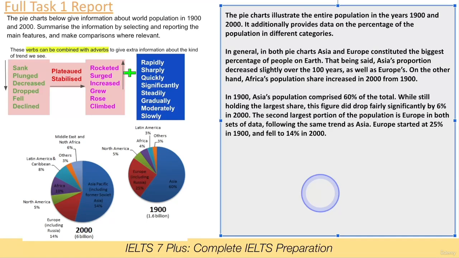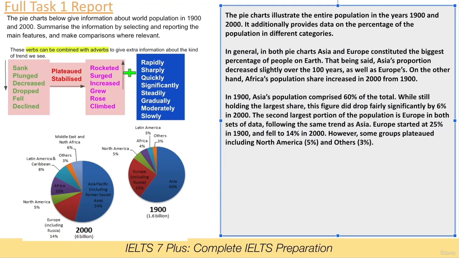Now we want to mention the groups that have plateaued. We could start that by saying, however, some groups plateaued. Really important to get this spelling right here. It's a tricky word. Some groups plateaued, including North America, and I really like a bracket sometimes, 5%, and others, 3%.